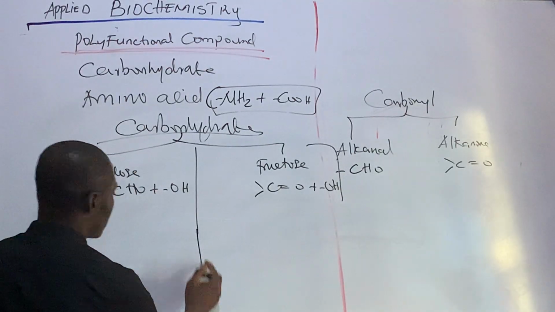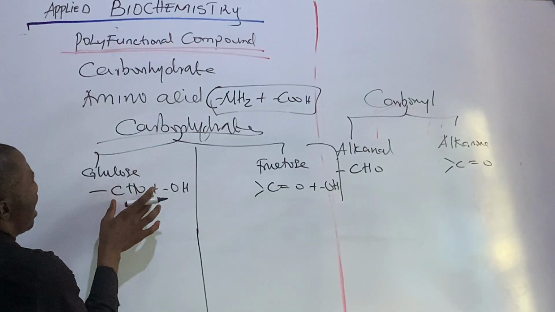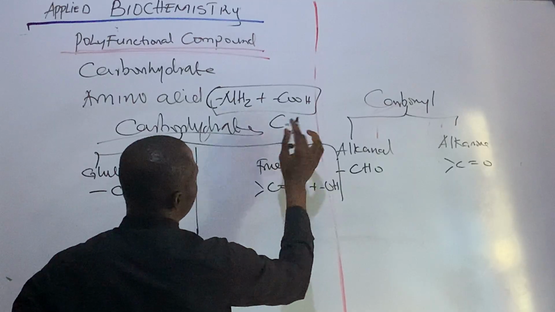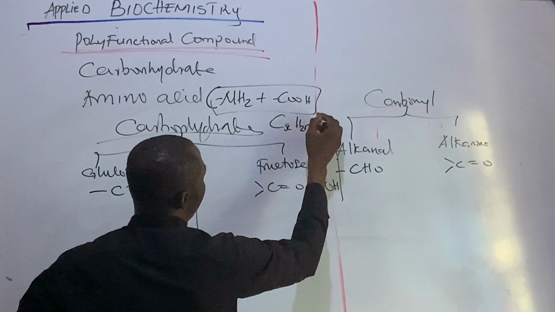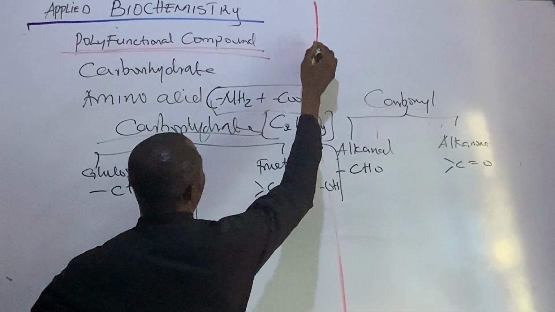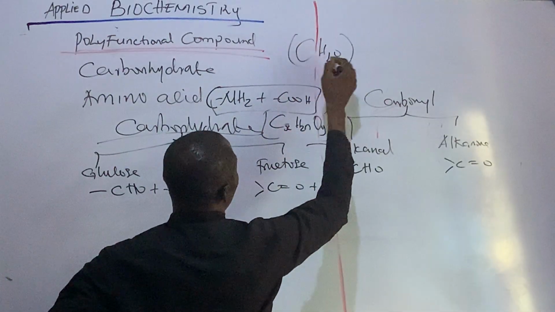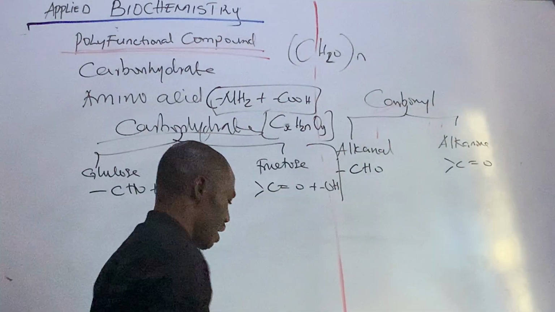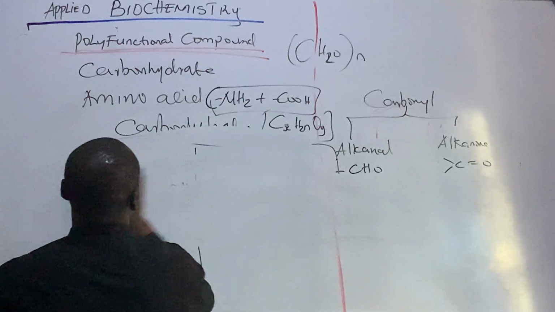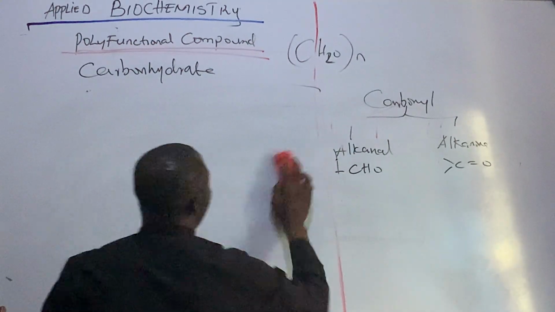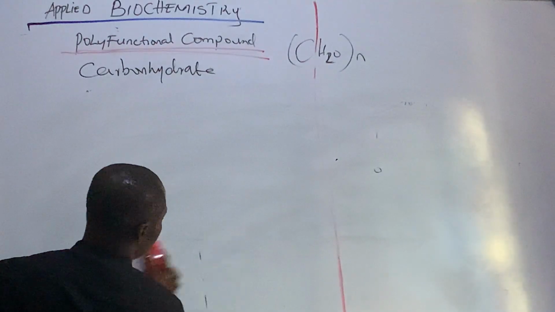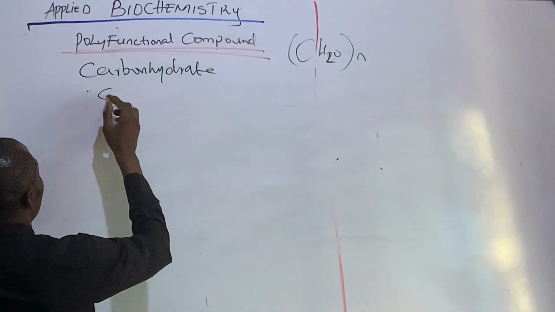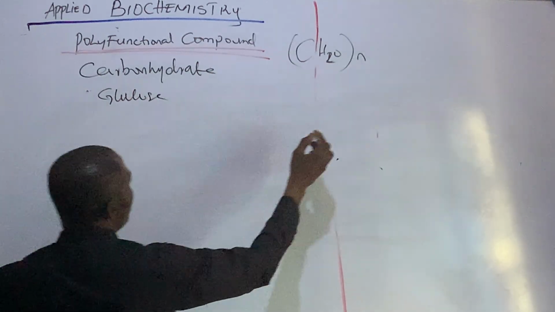Now, let's make more expression for you. The carbohydrate has a molecular formula CxH2nOy, or you have CH2O with n, where n is the number of elements in the box there. Now, let's give you the examples of what we mean by carbohydrates being a polyfunctional compound. Let's have some space on the board. All right. Now, we are looking at glucose. We are looking at fructose.